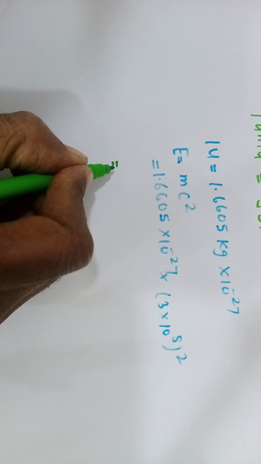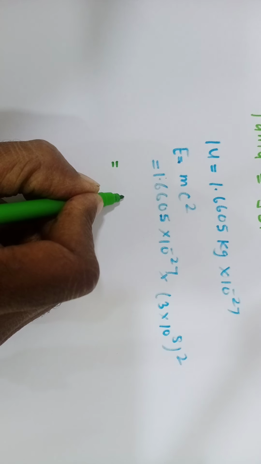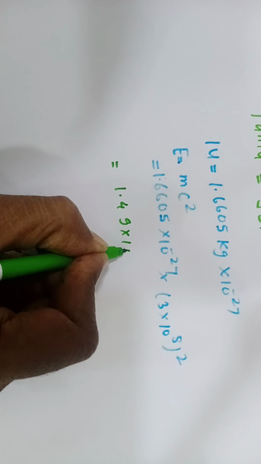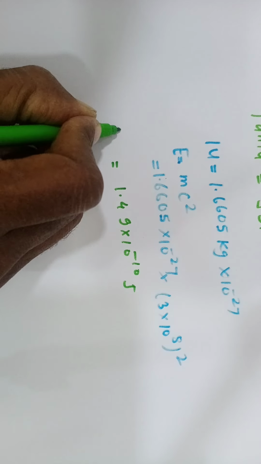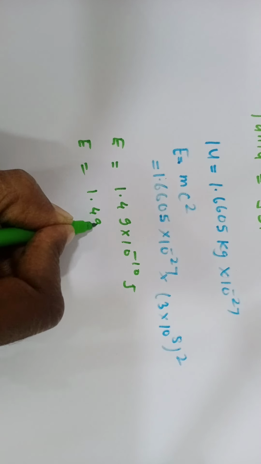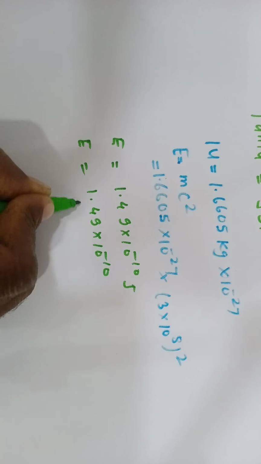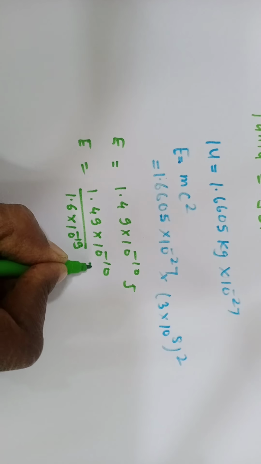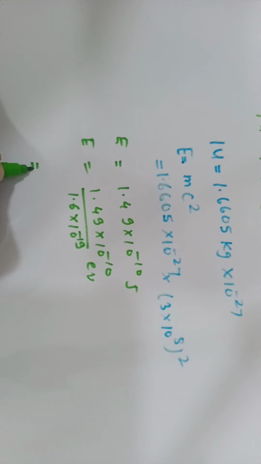We will get this to be equal to near about 1.49 × 10^-10 joule, and this is the energy. We can convert this energy into electron volts by dividing by 1.6 × 10^-19.